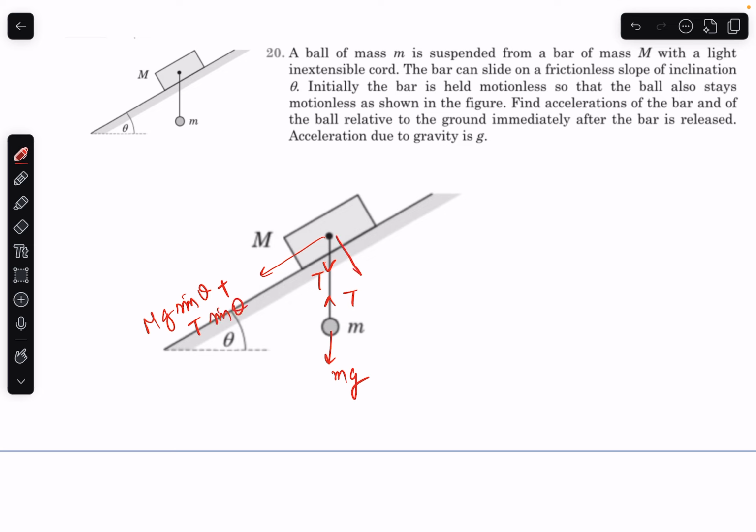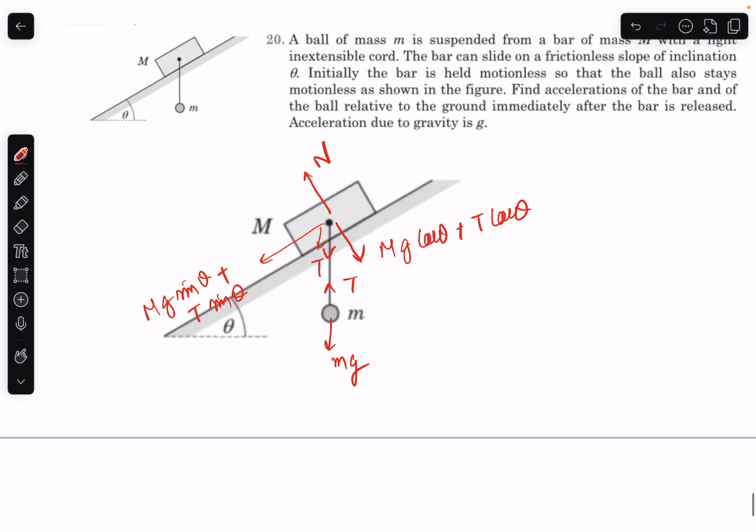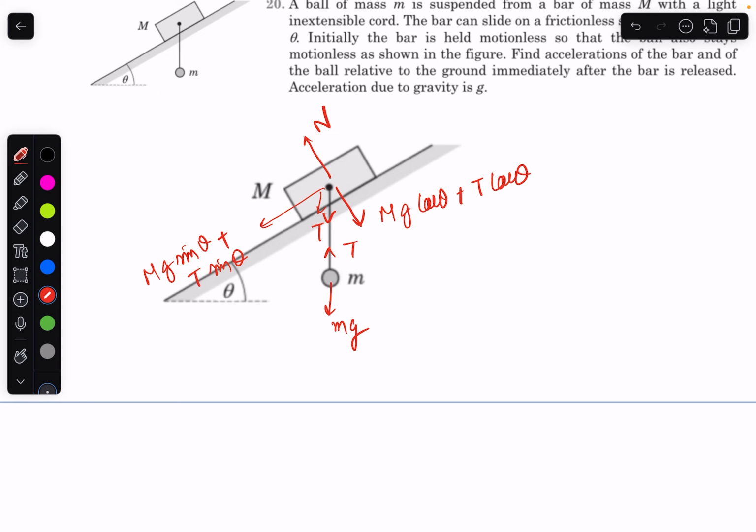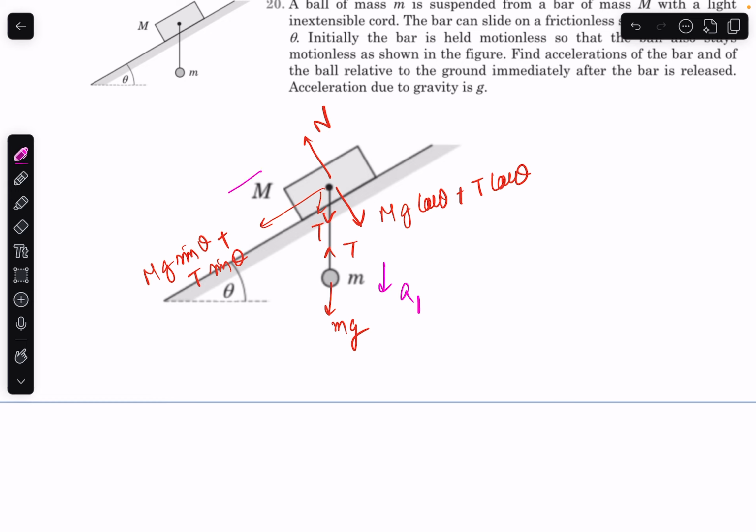and similarly in the perpendicular direction the forces acting on capital M will be a component of its weight, capital Mg, that will be Mg cos theta, and a component of the tension that will also be T cos theta. A normal reaction will act like this. And if we assume that the initial accelerations of the two blocks are, let us say for small m it is a1, the a1 will be vertically downwards since the forces are in the vertical direction and the initial velocity is 0. For the bar it will slide along the inclined plane, so let us take its acceleration as a2.